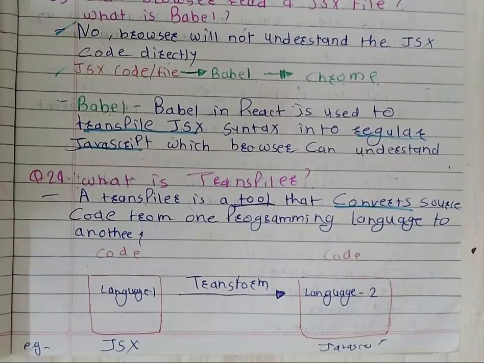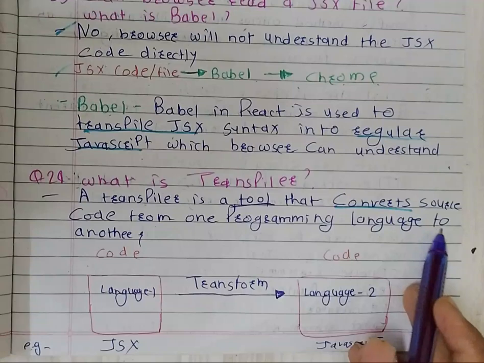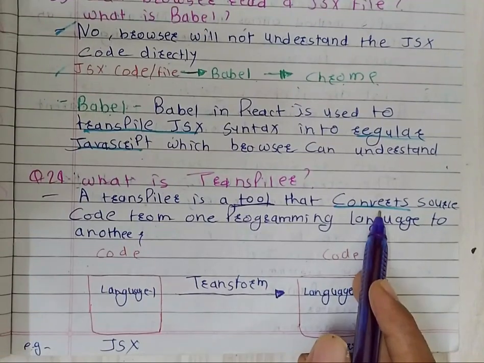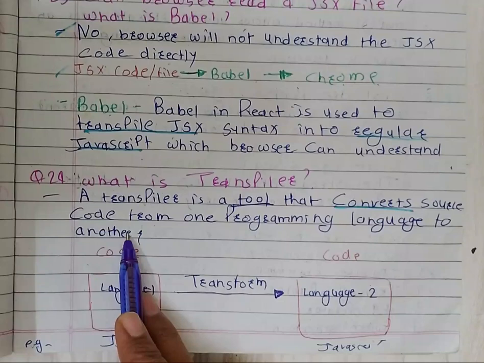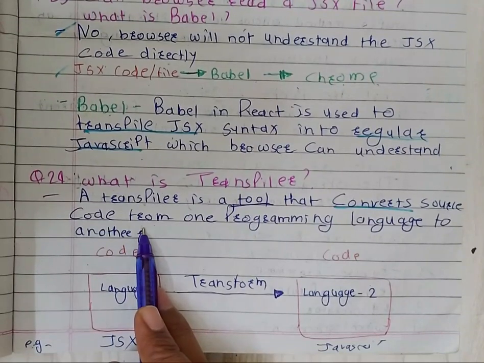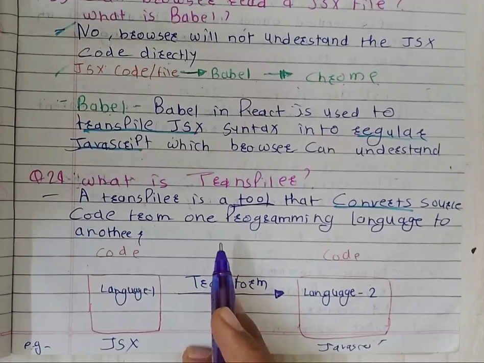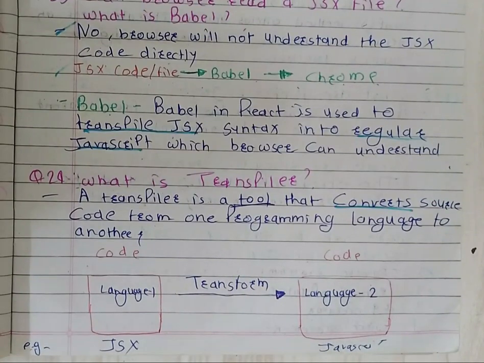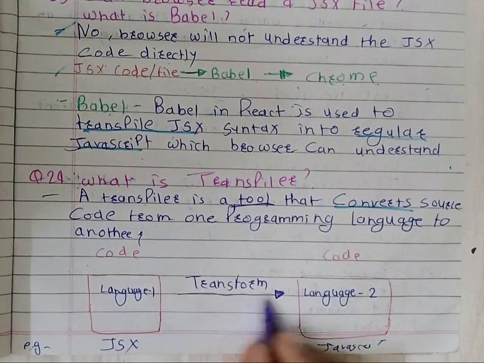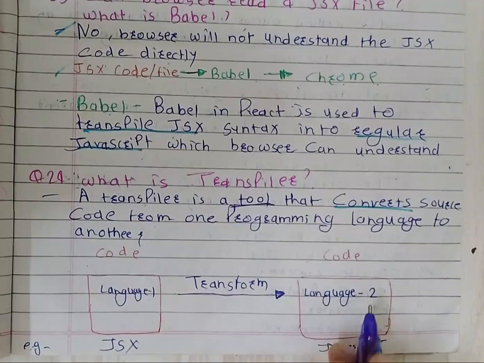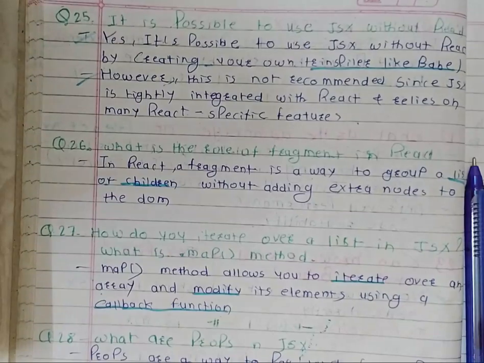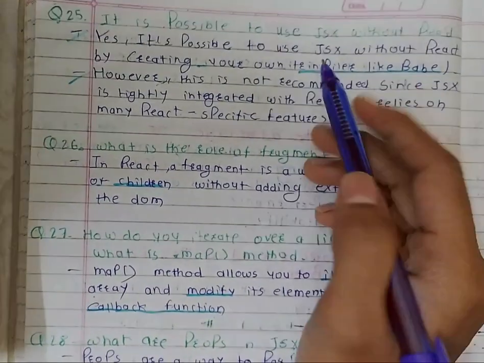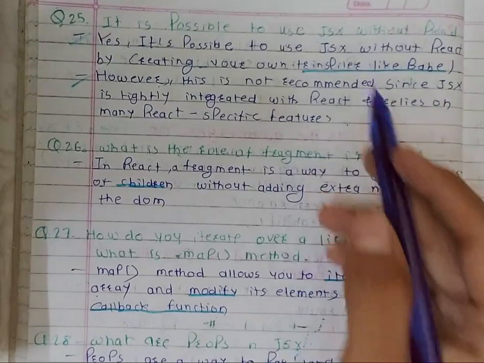A transcompiler is basically a tool that just converts from one thing to another thing. Here, Babel is an example of a transcompiler, which converts our JSX into JavaScript. It just transforms the code from one language to another. That's simple. Then the next question is, is it possible to use JSX without React?